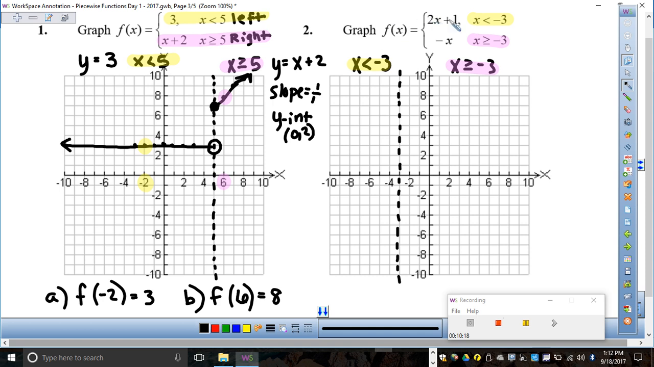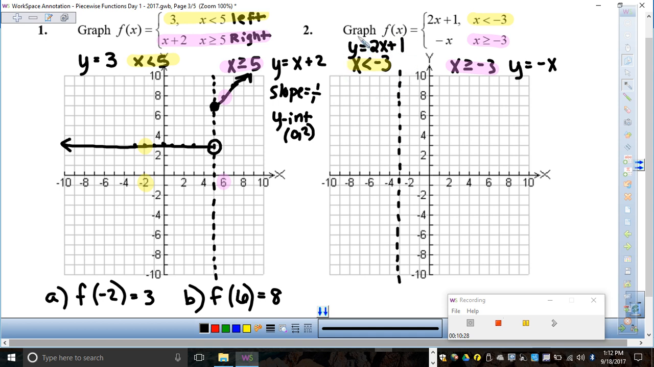All right, doing a little bit more labeling. On the left side, our function is y equals 2x plus 1. Over here on the right side, our equation is y equals negative x. Okay, so let's think about our equation here on the left side. This is going to have a slope of 2 and a y-intercept of 1.